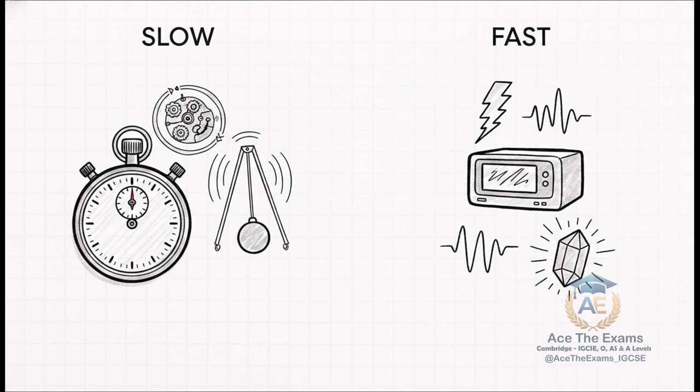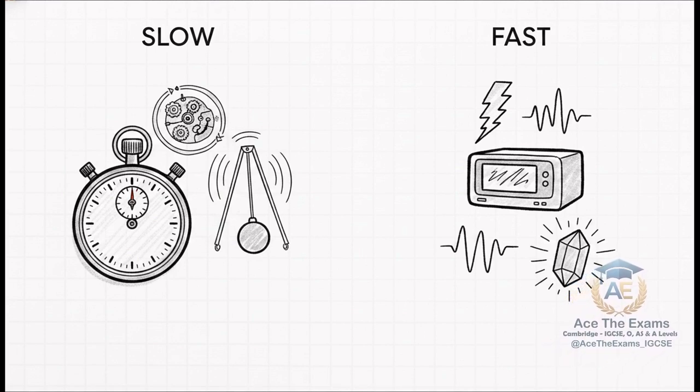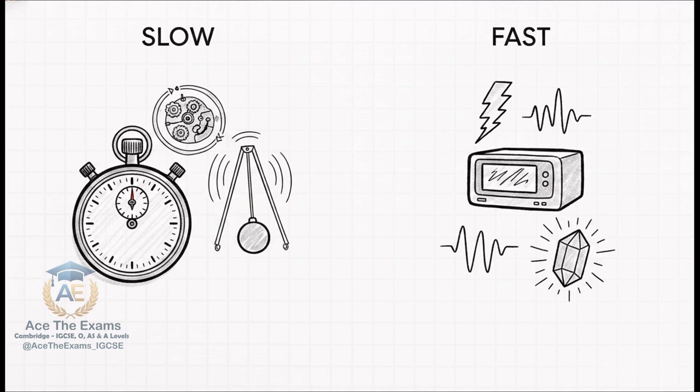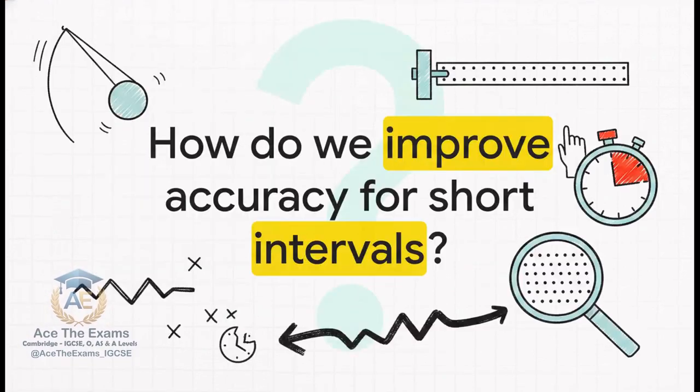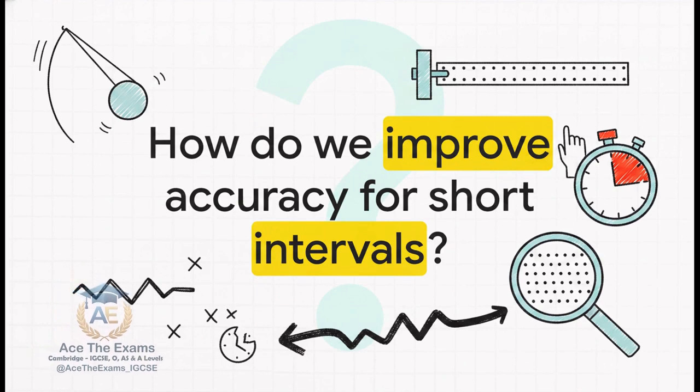Traditional clocks use an oscillating balance wheel. Digital ones use a quartz crystal. But notice the application here. Standard stopwatch for seconds. Photogate or ticker tape for quick motion. Writing "stopwatch" for a millisecond event will absolutely cost you the mark. So, how do we actually improve accuracy when measuring these tricky intervals?